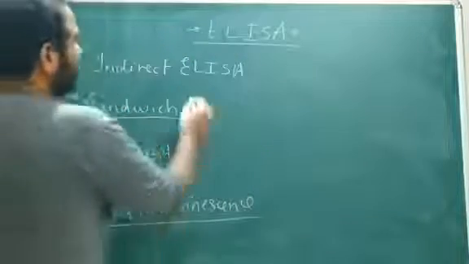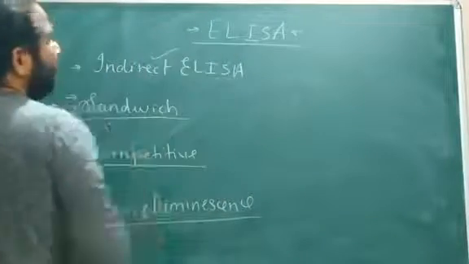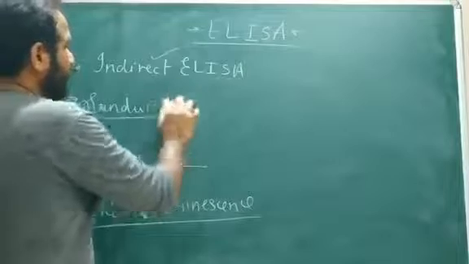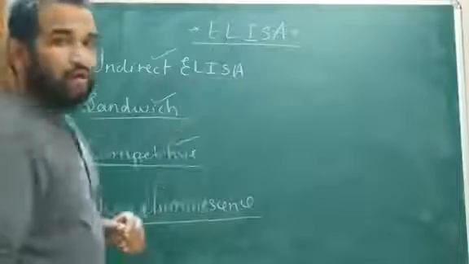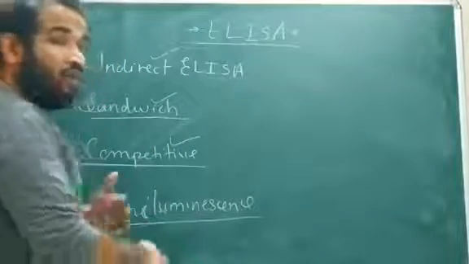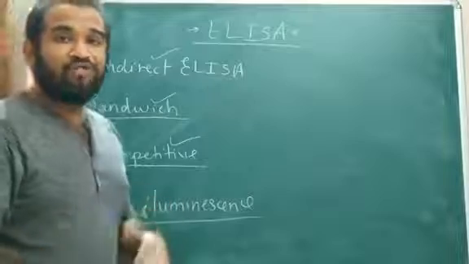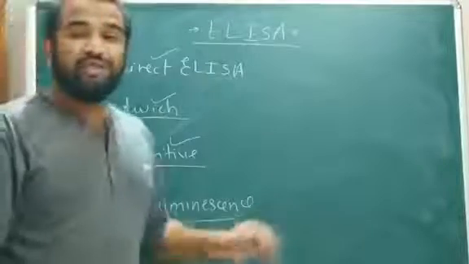Let's see what the different types of ELISA are. ELISA can be indirect ELISA, it can be sandwich ELISA, or it can be a competitive ELISA, and there is another variation or modification of ELISA which is called the Chemiluminescent Test.